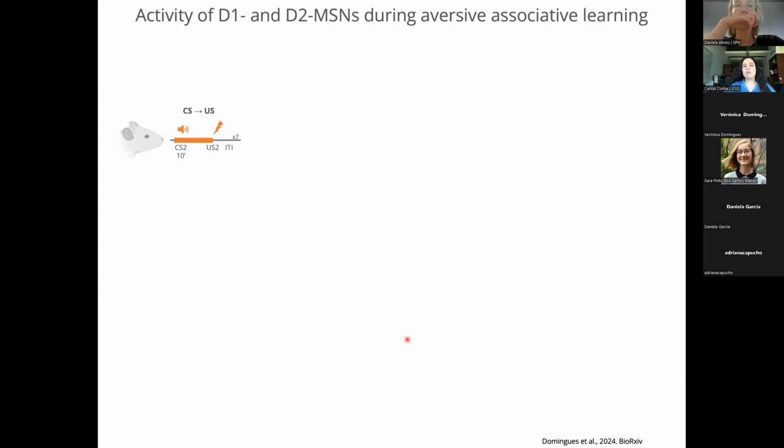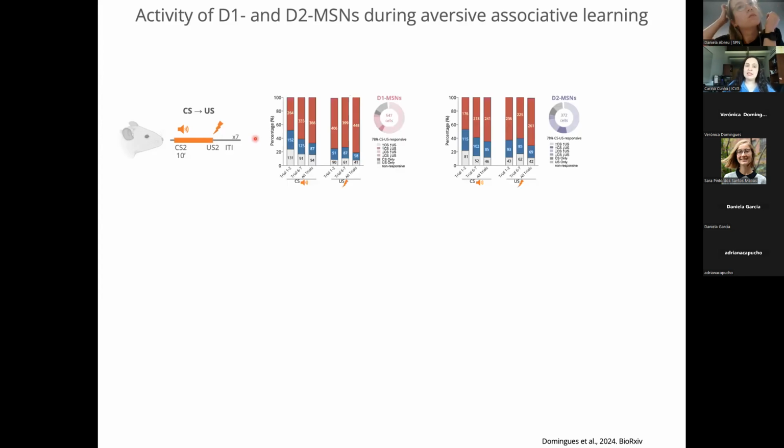Having these results in mind, we also wanted to compare them with an aversive stimulus. Because the literature was saying that activation of D2 neurons is more related with aversive behaviors, we wanted to check if this could actually be the case. So we did an associative learning task, a fear conditioning task, in which the animals would hear the cue, and 10 seconds later they would receive a foot shock. And we again did the same analysis.